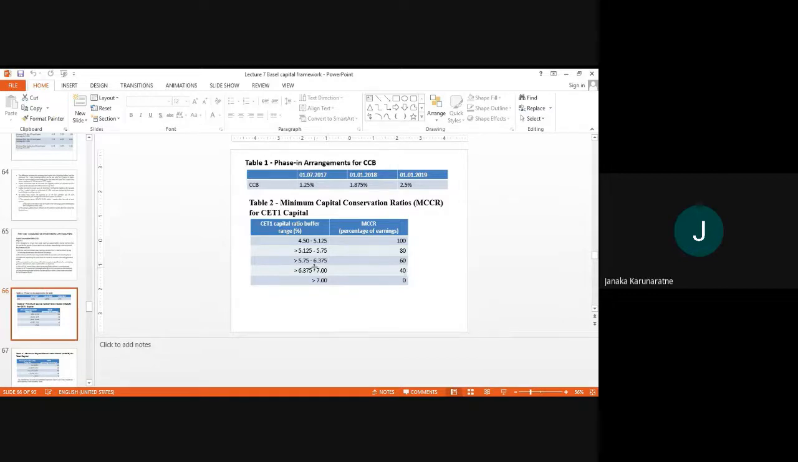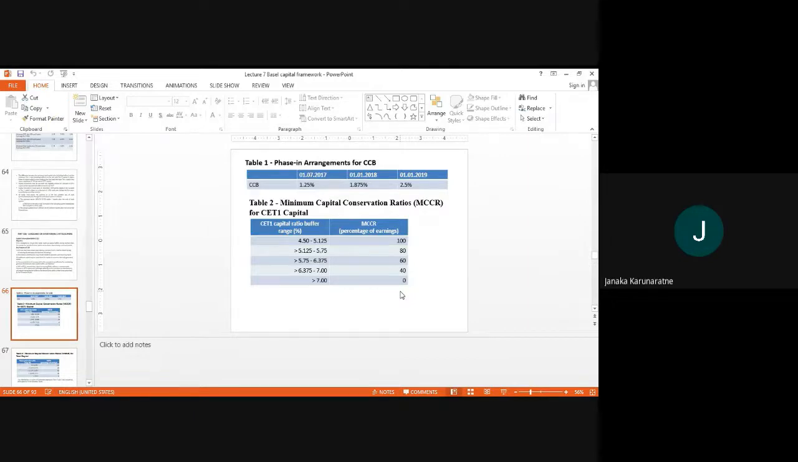So in the example I just gave, the CET1 capital ratio buffer has come down to 6.5. That means 40% of your earnings you must conserve. That means you can distribute only 60% of your earnings until you meet the 7% requirement. Once you reach the 7% requirement, you can start distributing earnings, right? So this is what the requirements say.